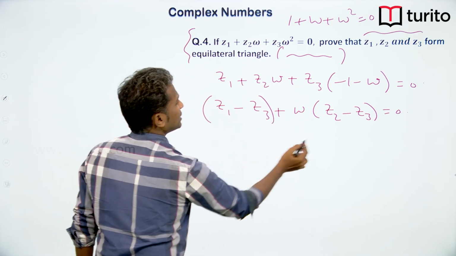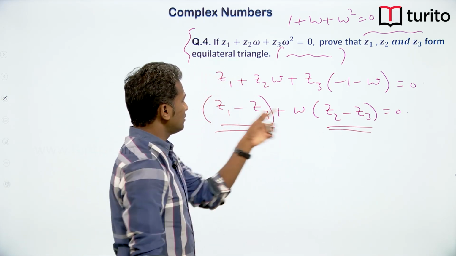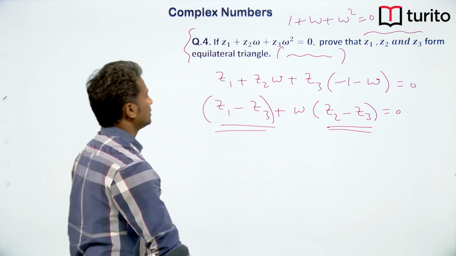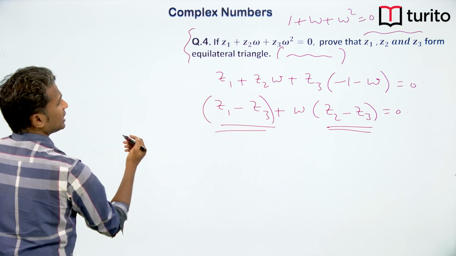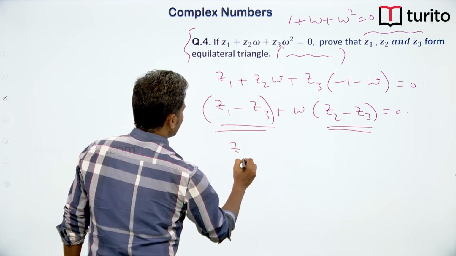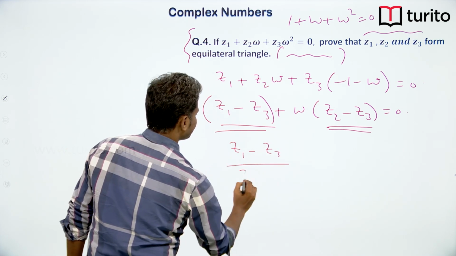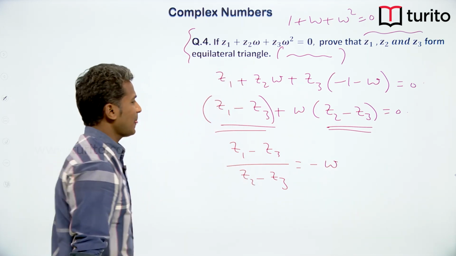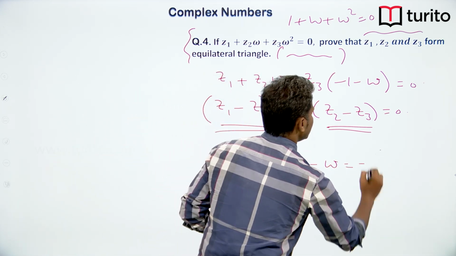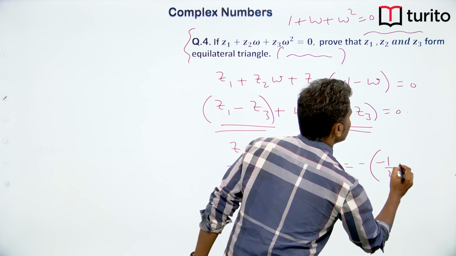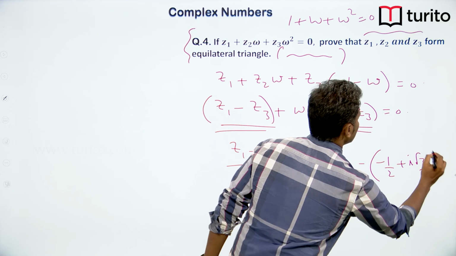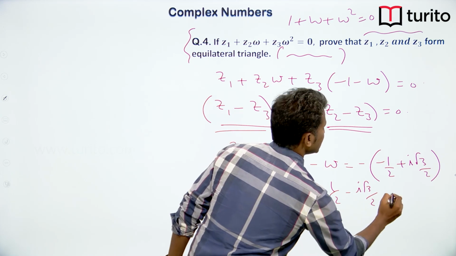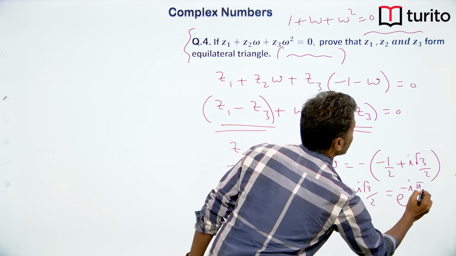Now, this is one vector, this is another vector. I need to convert this into standard rotation form. What I have to do is divide with one of these two factors and take omega to the other side. So, we will get z1 minus z3 by z2 minus z3 is equal to minus omega. Now, minus omega can be written as minus into the value of omega, which is minus 1 by 2 plus i root 3 by 2. If we simplify this, we get 1 by 2 minus i root 3 by 2, which is the same as e power minus i pi by 3.